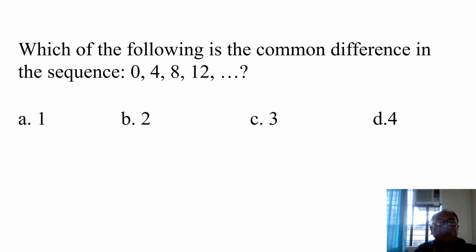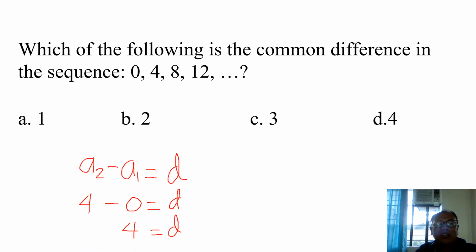For number 4, which of the following is the common difference in the sequence 0, 4, 8, 12, and so forth? Again, the same formula is to be used. So the second term is 4 minus 0. Therefore, the common difference is 4.